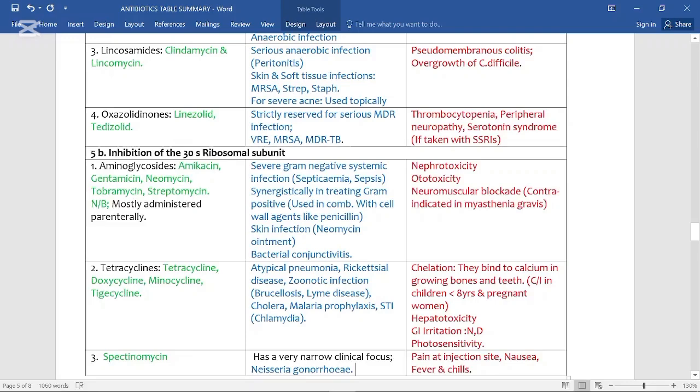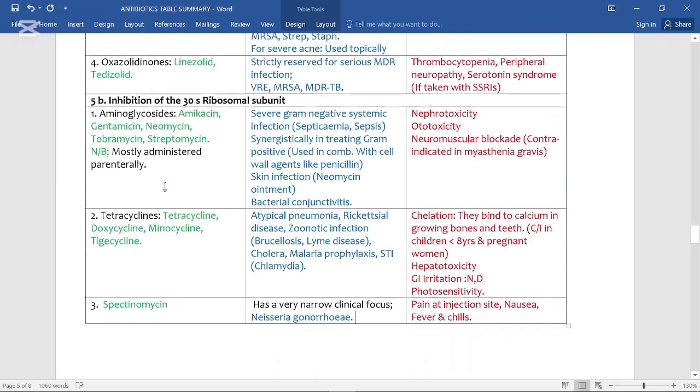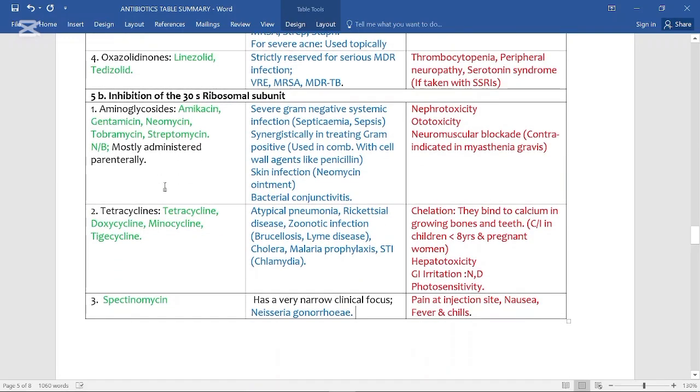Then lastly, the 30S ribosomal subunit, the aminoglycosides. Here I've got the amikacin, the gentamicin, the neomycin, the tobramycin, and the streptomycin. Very good drugs when it comes to dealing with the gram-negative systemic infections, and can also be used synergistically in dealing with the gram-positive infections. That's why you have seen gentamicin being used in a facility. But if you think of aminoglycoside, think of the side effects that come with using it.